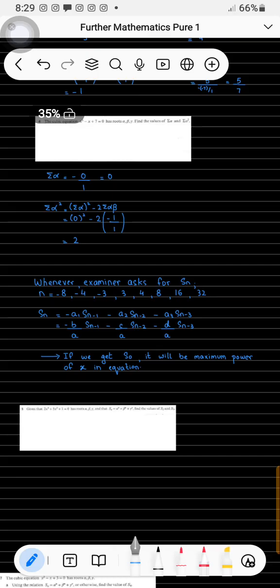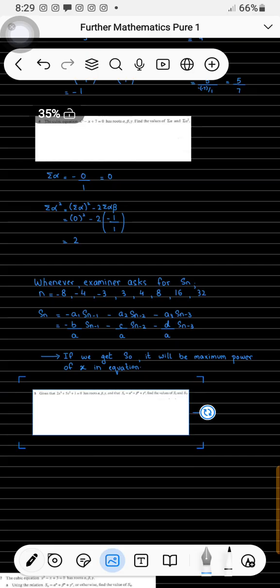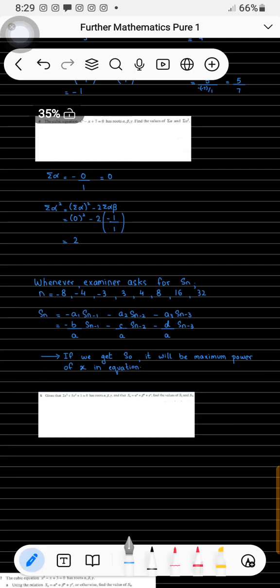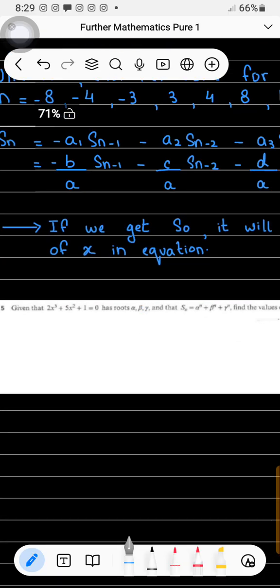Okay, so now let's do a question and be handy with this formula. If you have any question, keep it in mind. If you did not get your answer after solving this question, you can ask your question in the comment section. I hope you will get the answer by solving this question.